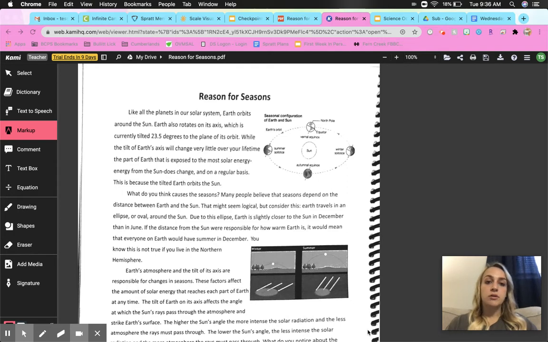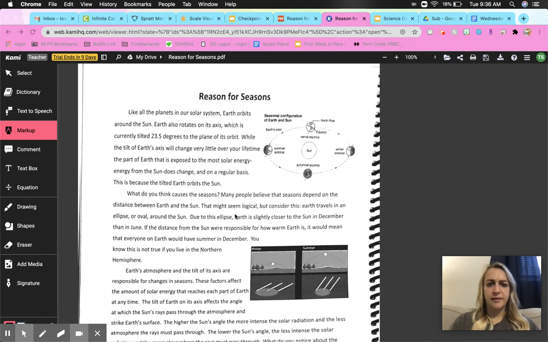So it's super important to learn how to properly annotate, not only for science, but it's also going to be helpful in social studies and possibly math when you're annotating word problems, or in ELA class when you are reading an article in that class. So annotating is super important. So we're going to work through this Reasons for Seasons article together and annotate and highlight.